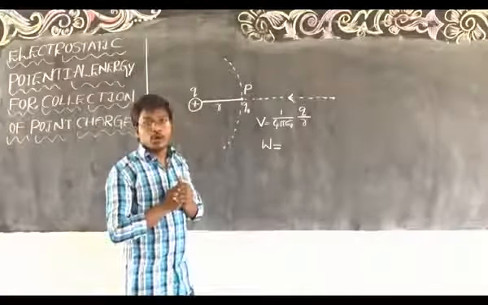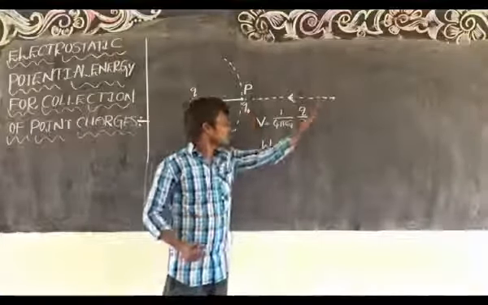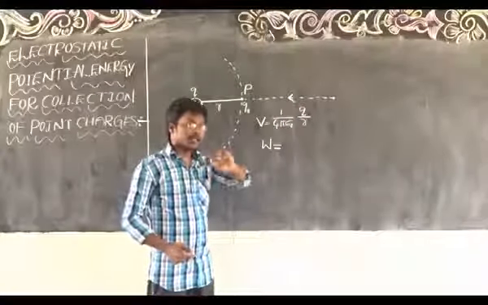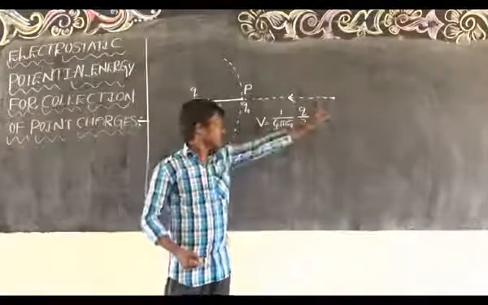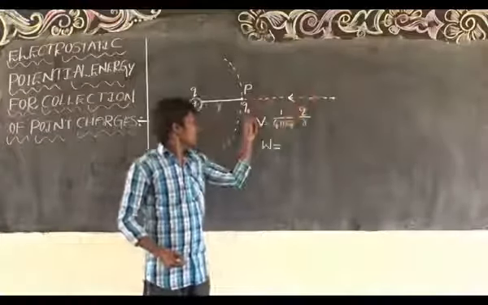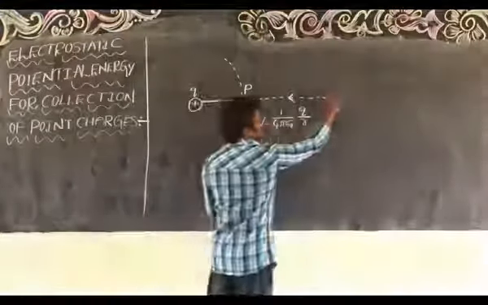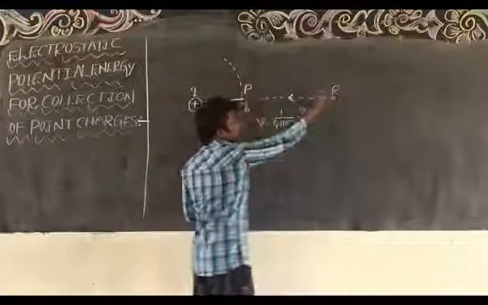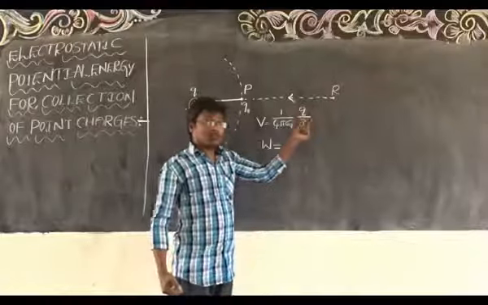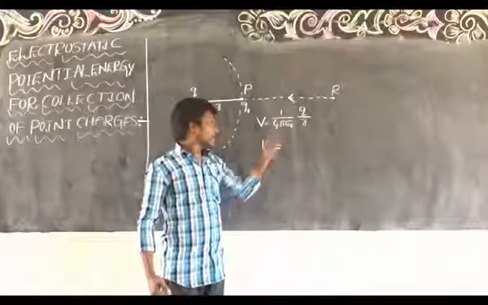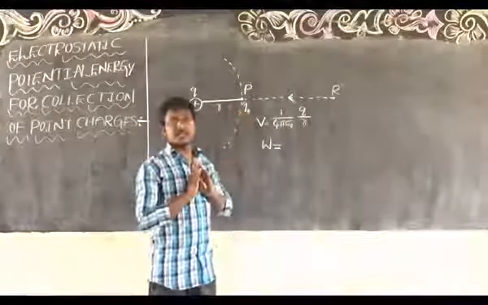In the previous class I already told that work done does not depend on the path followed by the charge. It will depend only on the initial position and final position. Initial position, what is it? Don't be confused, take point R, which we are placing at infinity. Okay. Work done does not depend on the path; it depends only on the initial and final positions.